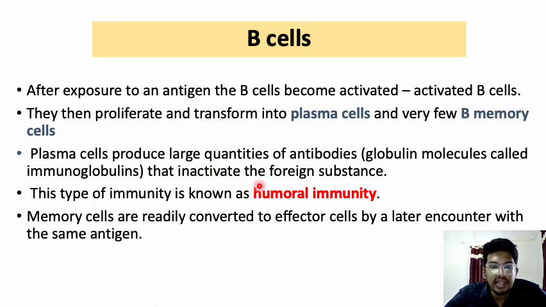The plasma cells are very important, because they are the ones that produce the antibody. Antibodies are globulin molecules, also called immunoglobulins, because of their important action in immunity, and they will inactivate the foreign substance. The B cell is very important in humoral immunity, whereas the T cells are important in cell mediated immunity. In the same way as the T memory cells, the B memory cells are also converted to effector cells on a later encounter with the same antigen.